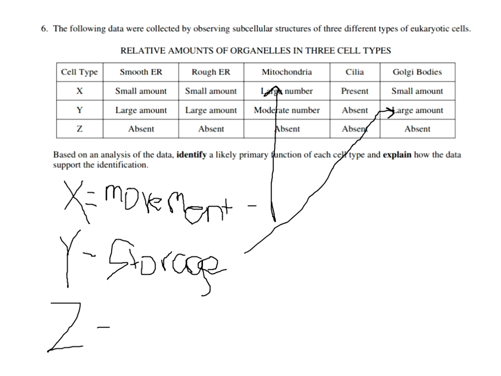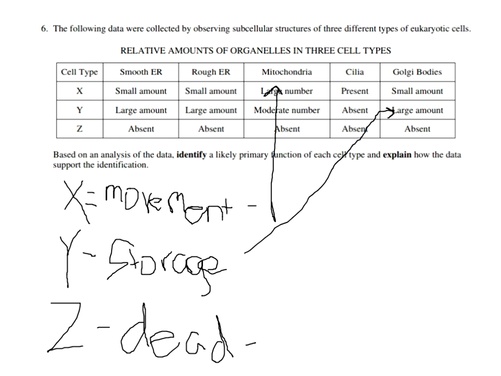Now Z is interesting because it says that it has no smooth ER, rough ER, mitochondria, cilia, or Golgi apparatus. So Z doesn't have any of those things. So what do you think Z might be involved in? Right, could be a dead cell. That's actually a very good answer. Could be a dead cell. And I would say to back that up is because there are no functional organelles at all, okay?